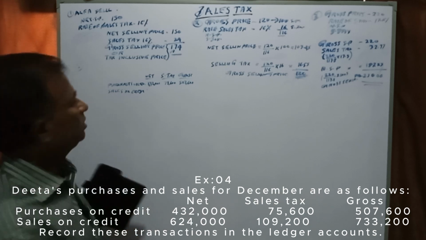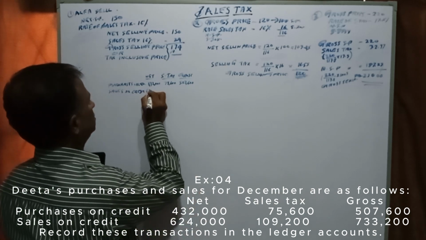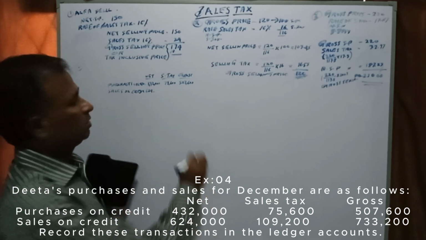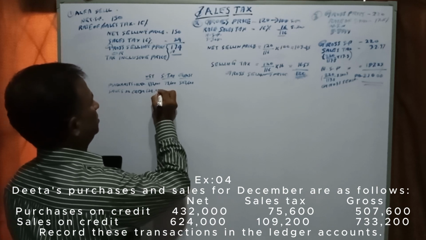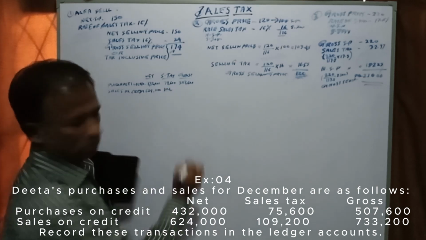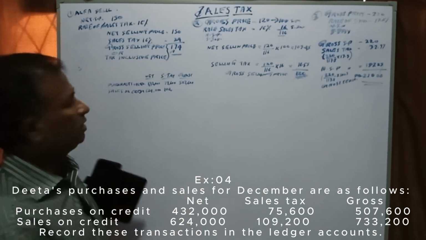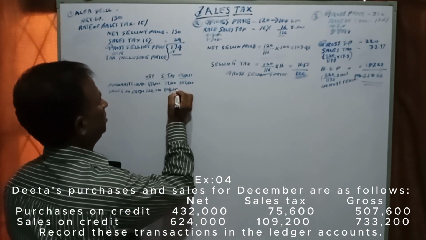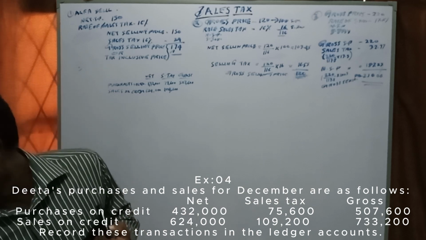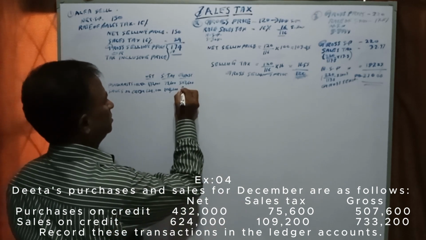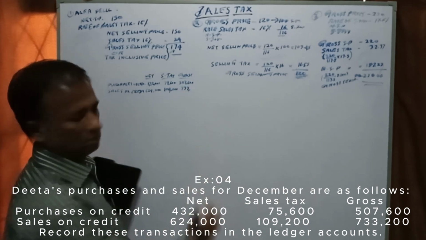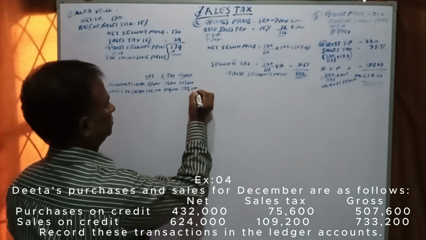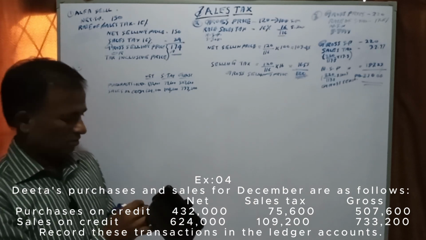Sales on credit 624,000, right? 602,109,200 and 733,200. Right? These are the amounts given.